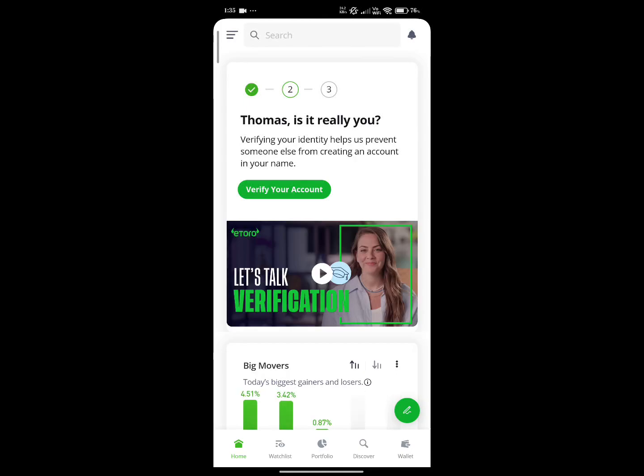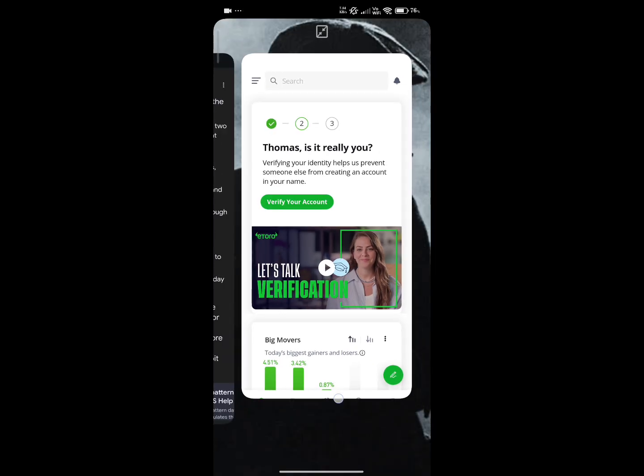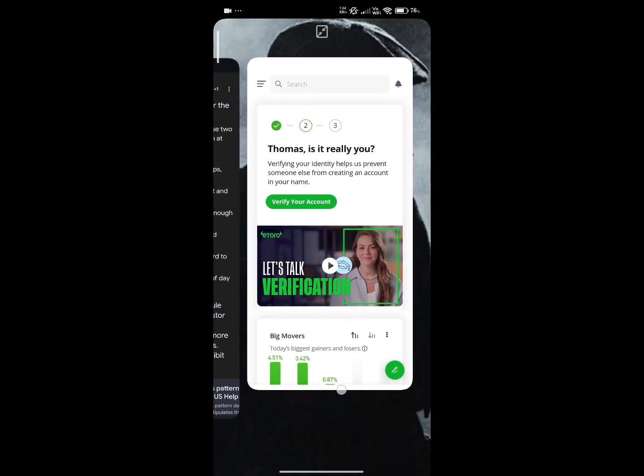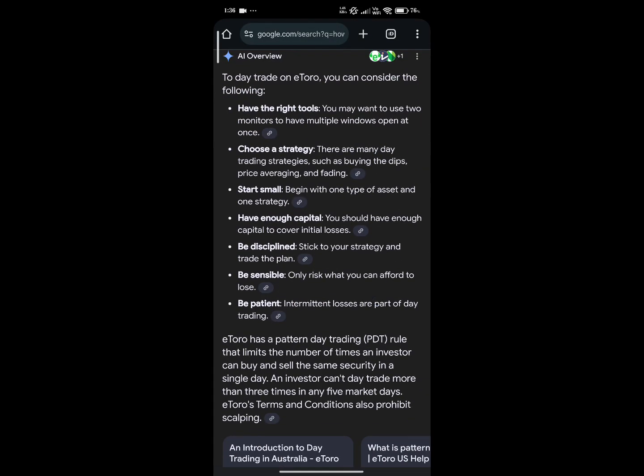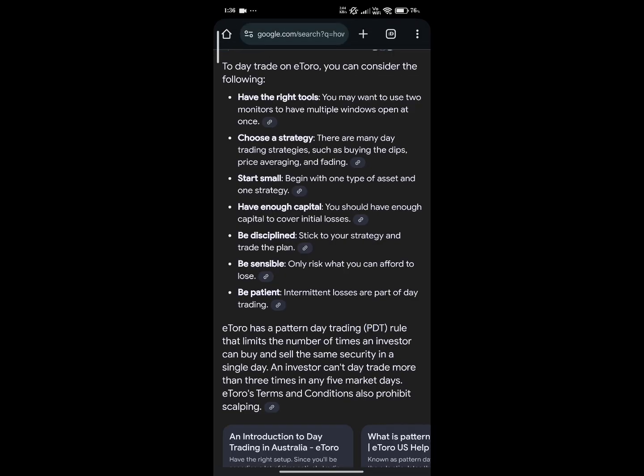In this video, I'm going to show you how to day trade on eToro. Now open your application first, and I'm going to explain step by step how to day trade on eToro. To day trade on eToro, you can consider the following.